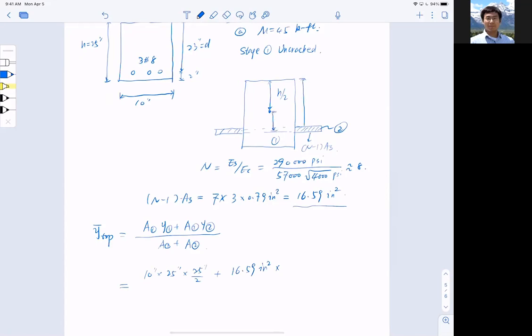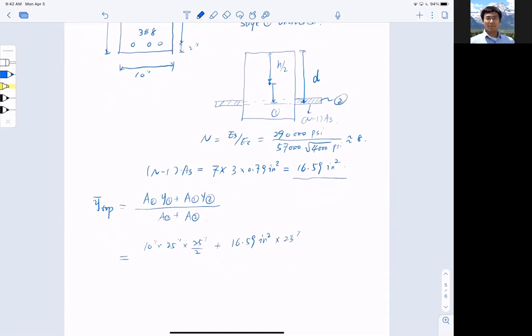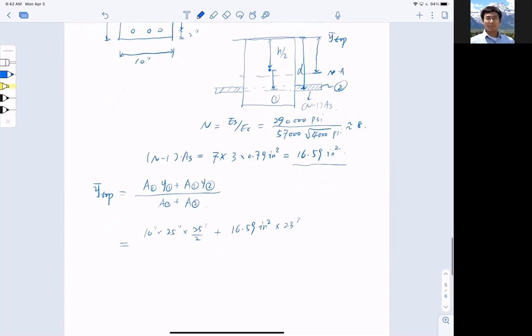The whole thing here is D, so this is D, 23 inches. So that is the distance. And remember, when I talk about y top, it is referring to the distance somewhere here, with respect to the top reference line here.